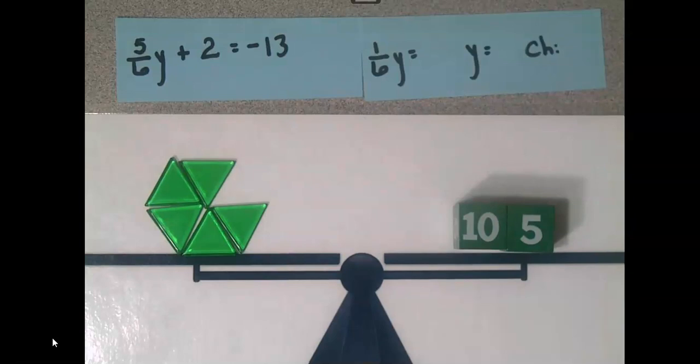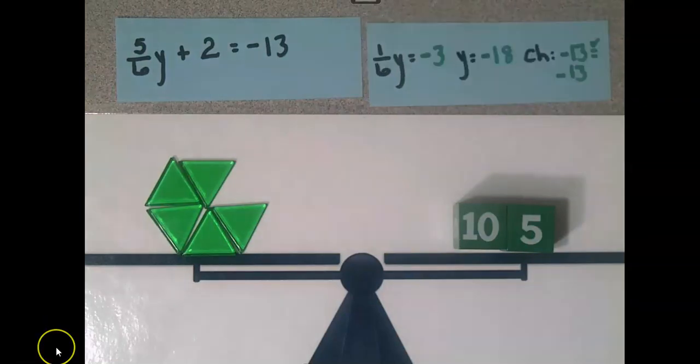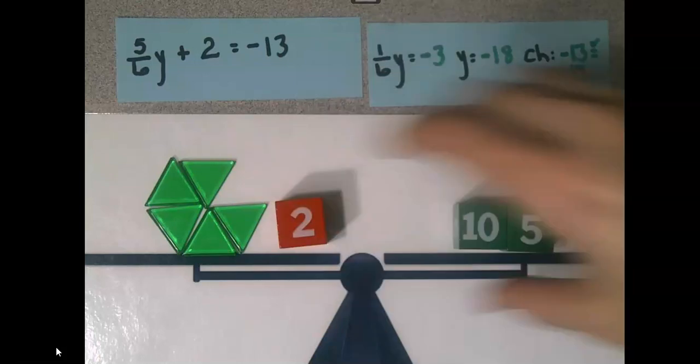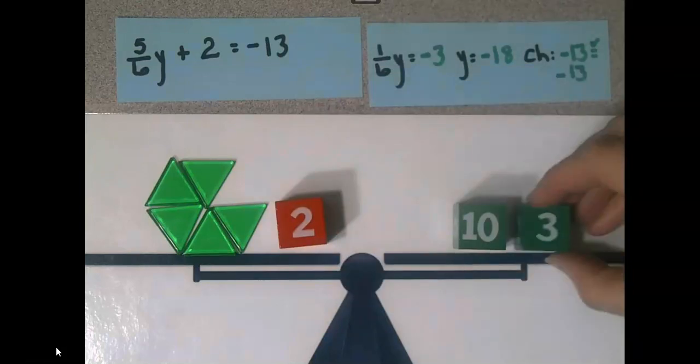So if 5/6 of y is equal to negative 15, 1/6 of y is equal to negative 3. So if 1/6 of y is equal to negative 3, then y is equal to negative 18, and then I can set my equation back up in order to do my check.